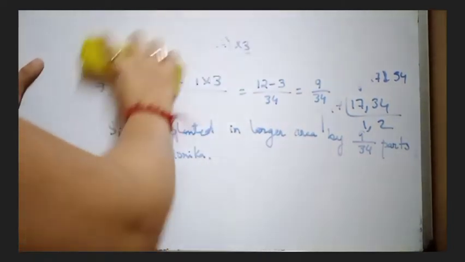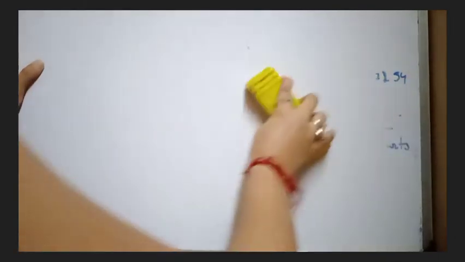Next, going to another sum which is also given in your book, on page number 102. The sum is not done, so I am going to do this.